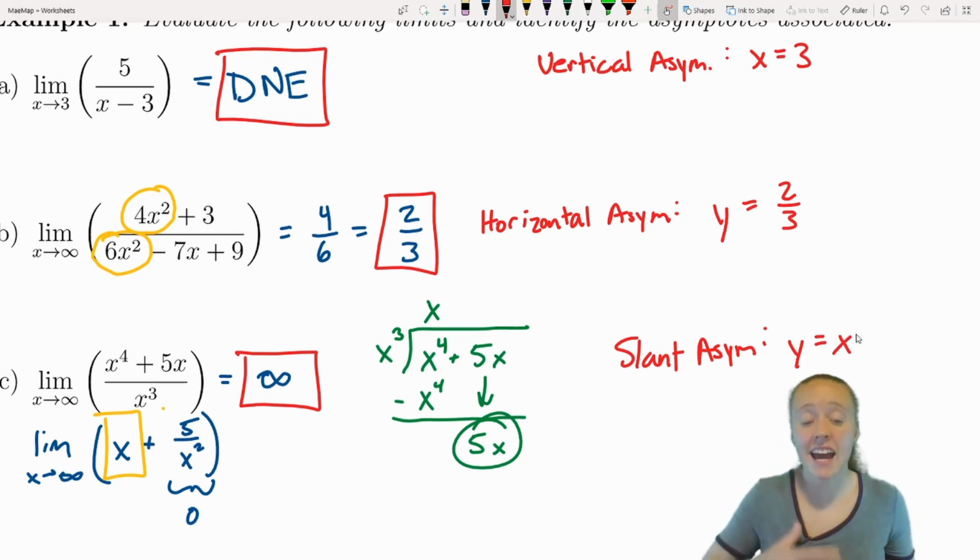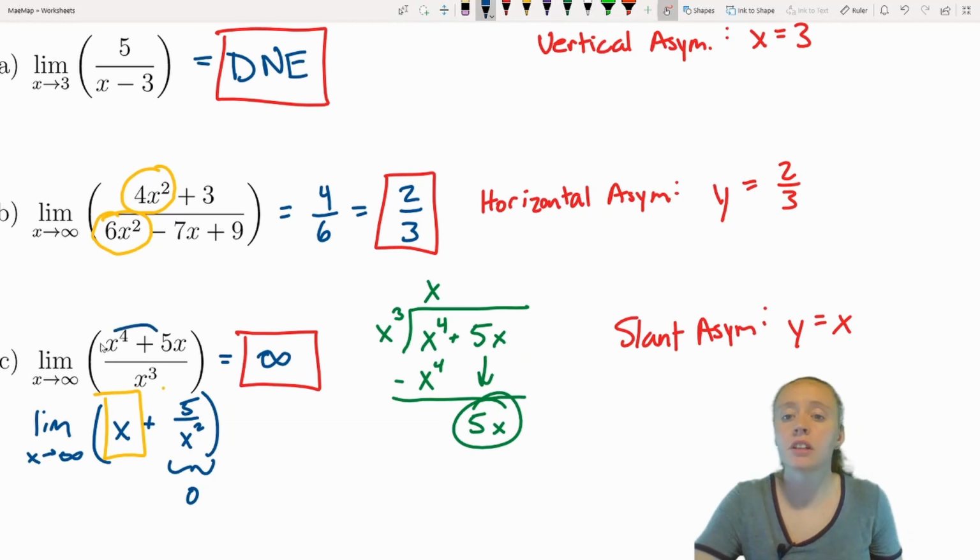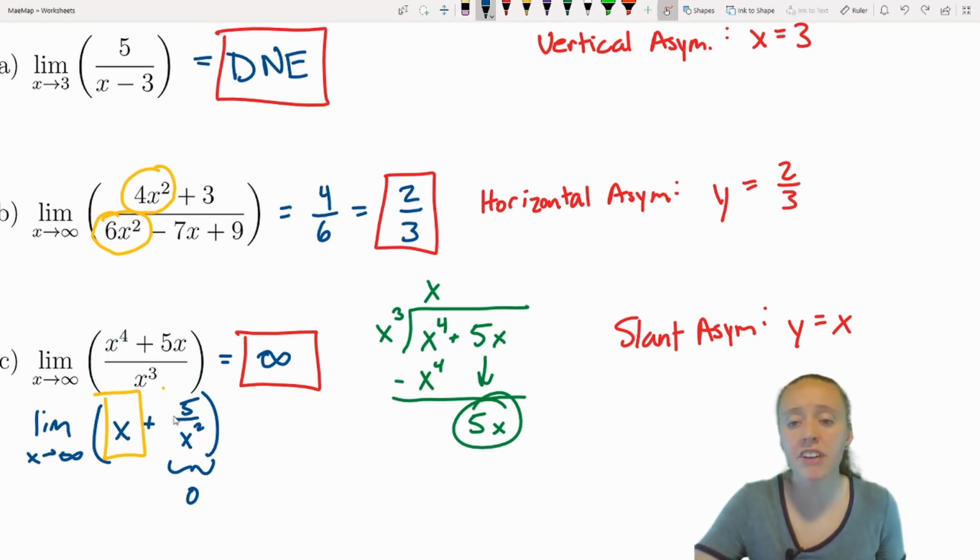In this case, I have no b with my slant asymptote line. And if you wanted to, just thinking about this problem, you could have simplified down before we even started, because my numerator has an x in common, so I could have pulled out that x at the beginning to get x cubed plus 5 all over x cubed.